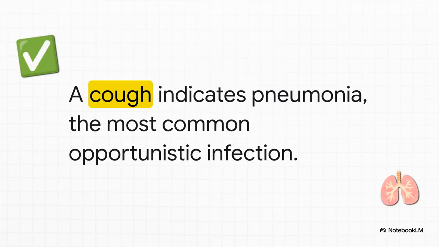And the answer is 1. Cough. Think back to that crucial 3 to 6 month window we just talked about. The major threat is pneumocystis jirovecii pneumonia. Watery stool and liver failure are systemic issues, and nuchal rigidity points to meningitis. But a simple, persistent cough, that is your major red flag for this massive respiratory threat.